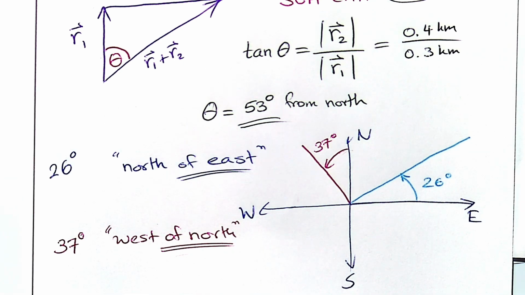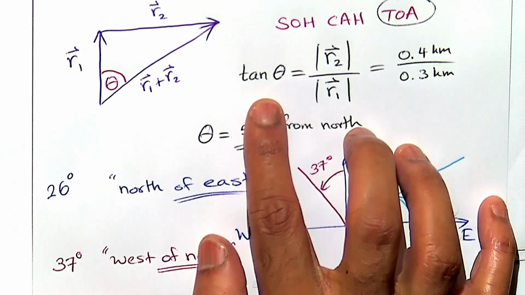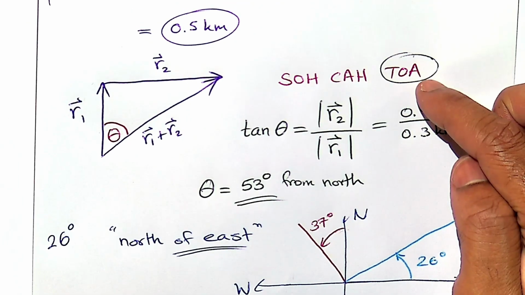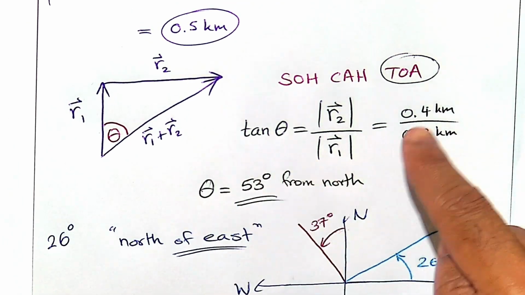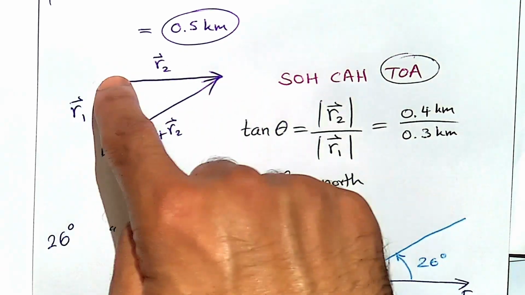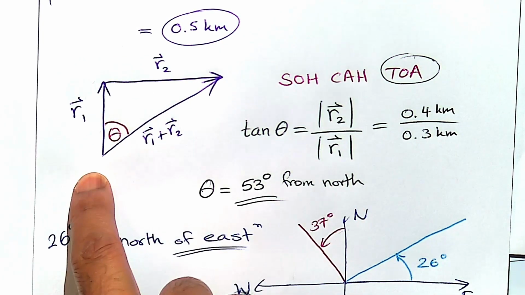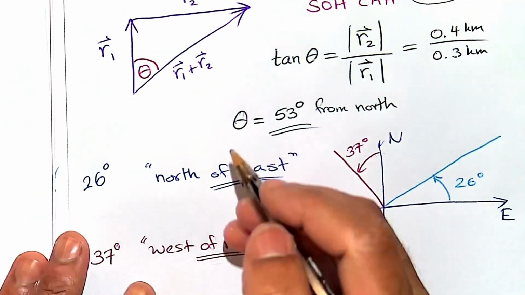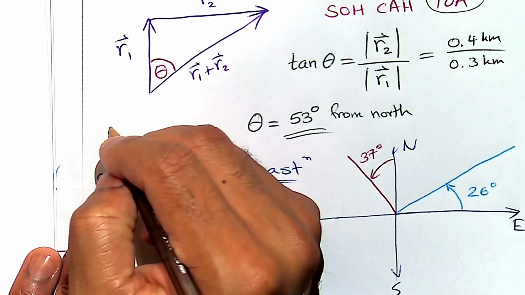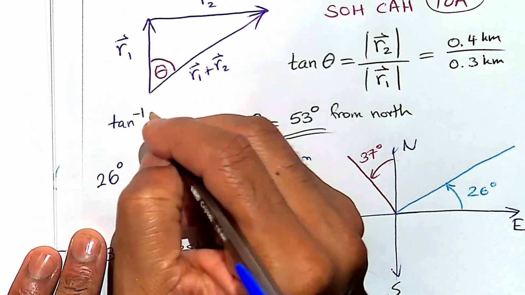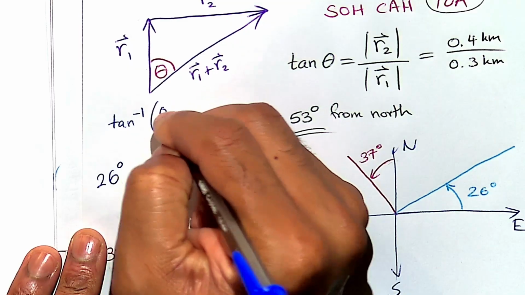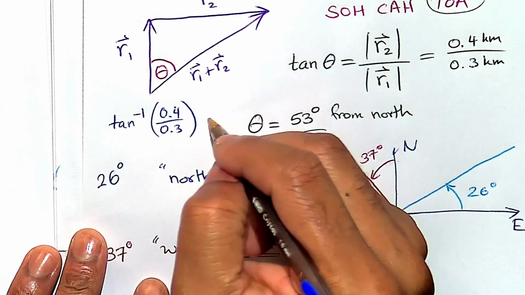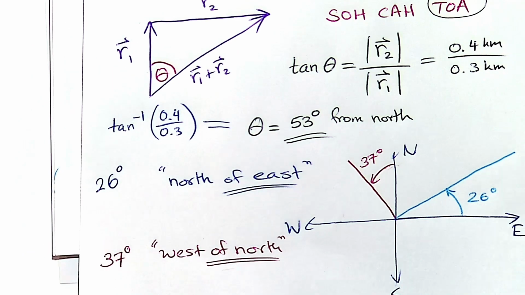Other questions? How do I get 53? Okay, once you have the tangent here, the tangent of the angle is this ratio. That's SOHCAHTOA. So a tangent of an angle is the opposite over the adjacent. That's the opposite side of the triangle. That's the adjacent side of the triangle. Put those numbers in. Once you have those numbers in, how you get the angle is that you take the inverse tangent, or arc tangent, same thing, of the ratio, 0.4 over 0.3, and then if you plug that into your calculator, it will give you this angle.